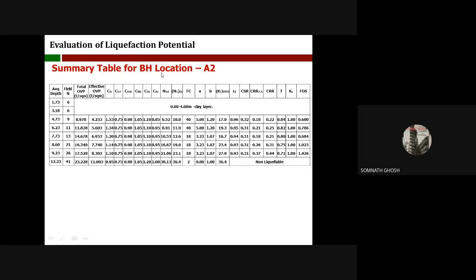Similarly, when you consider A2, you also get the factor of safety values. If it is more than 1, then obviously it is liquefiable, but it is very close to 1.02. Probably, I don't know why I have missed this, right? Probably it's a mistake from my side. So, this has happened.